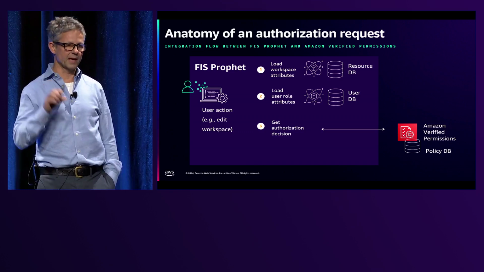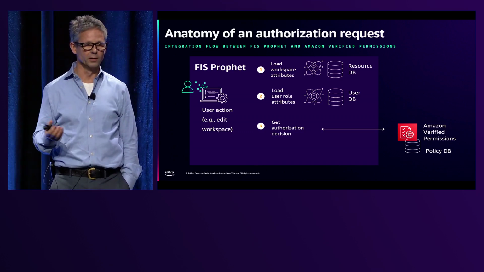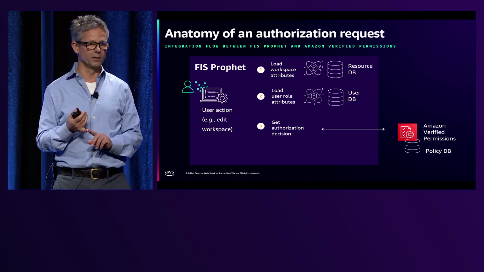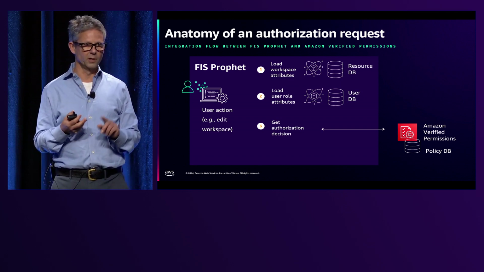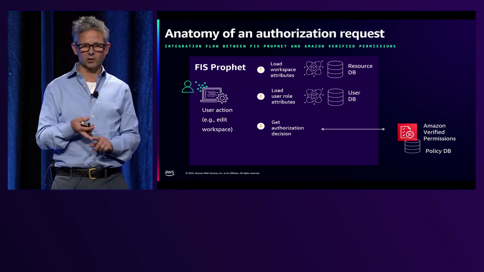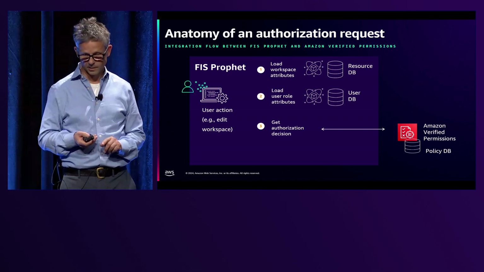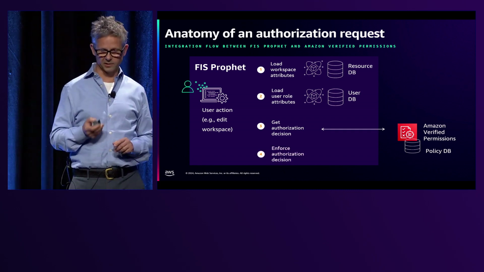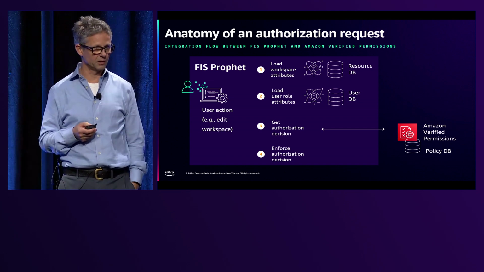We then take that information and we provide it to Amazon Verified Permissions, and we make the call that says, okay, I have a user, said user is in these groups, they have these attribute values, they're trying to access this workspace, said workspace has these attribute values, is this permitted, yes or no? Verified Permissions will come back with a decision, and then it's up to the application to enforce that decision.